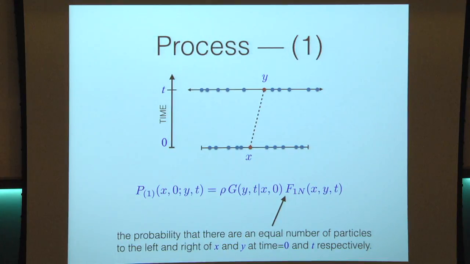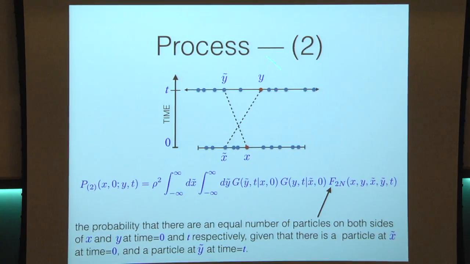So what is the probability distribution from process one? I need to compute the displacement of the middle particle. Initially I choose the middle particle. What is the probability of finding that particle here? It's just rho, the density. Then the probability of going there is just the propagator. And then I need to put something else: the probability that there are n particles on the left and n particles on the right at the initial time, and also n particles on the left and n on the right at the final time, given that there is a particle at x and a particle at y at the initial and final times. These two I know. Essentially I have to compute this one, and once I compute this, I have the answer.